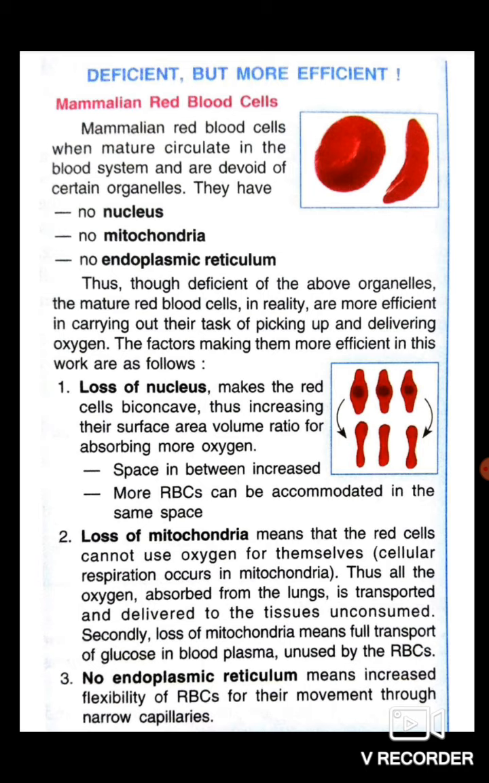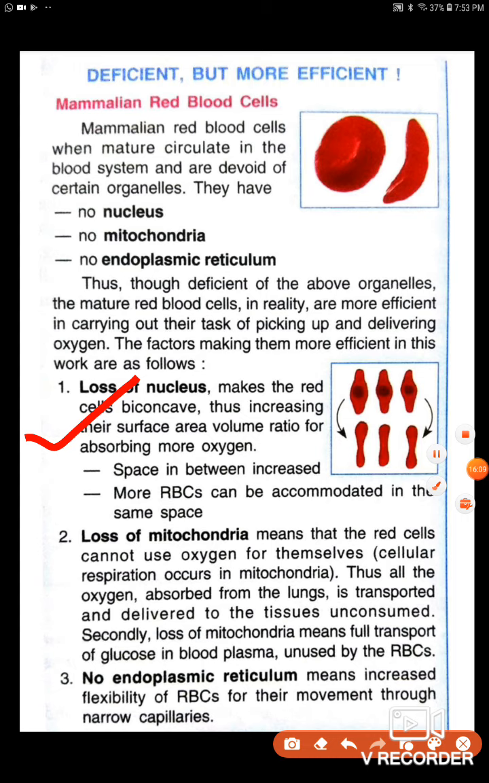Deficient but more efficient. Now the reason comes. If RBCs don't have a nucleus, mitochondria and endoplasmic reticulum, for what reason is it so, and why is it beneficial to them? They don't have a nucleus, because of that the cell shape can be biconcave, which increases the surface area to volume ratio for the absorption of oxygen. In very little space, they can be accommodated.